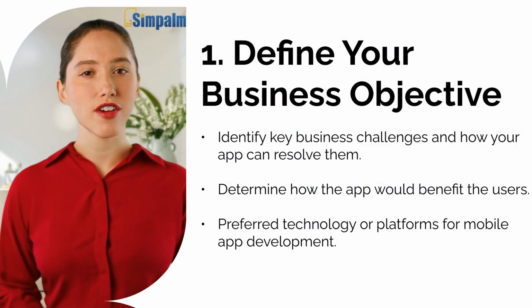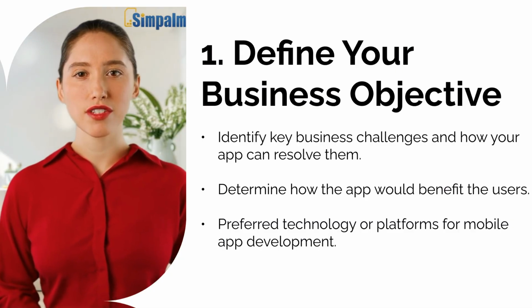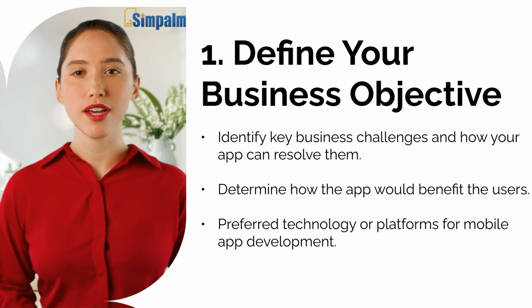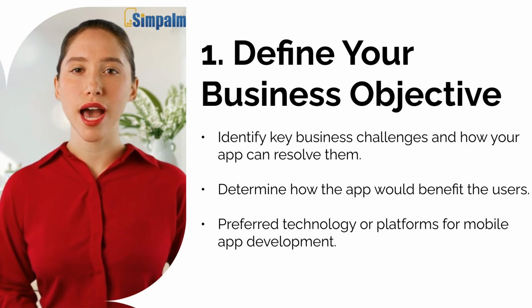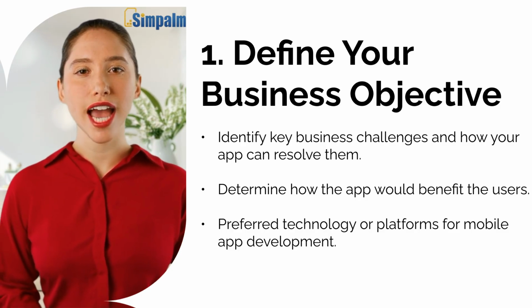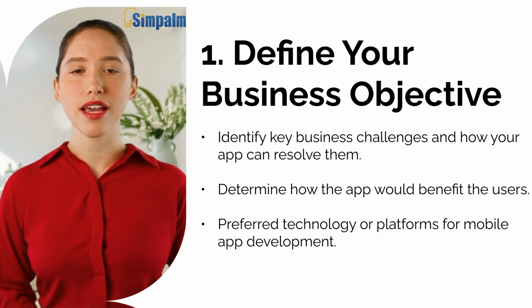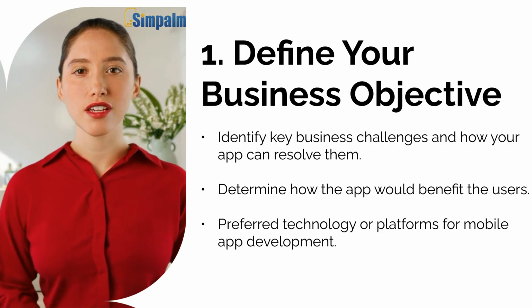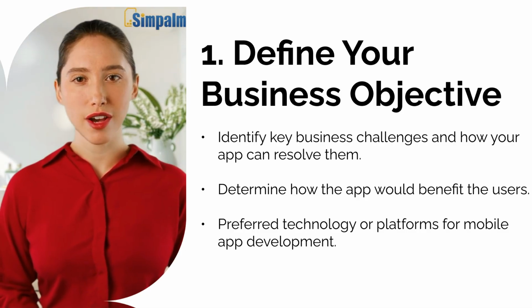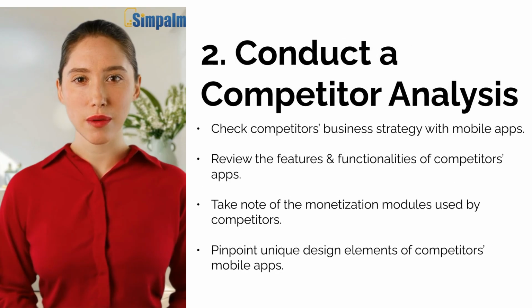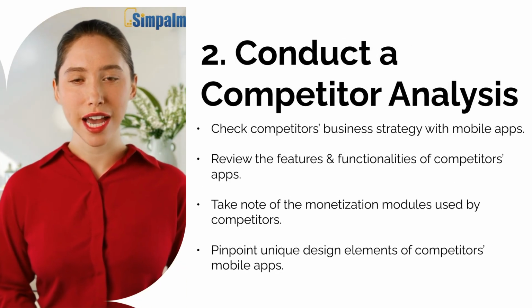Point 1. Define your business objectives. First things first, you must have a clear understanding of the purpose of your mobile app. Talk to your team or ask yourself, what's the problem that you intend to solve by making your mobile app accessible to end users? Following that, take a note on how this app would benefit the users and your business altogether.